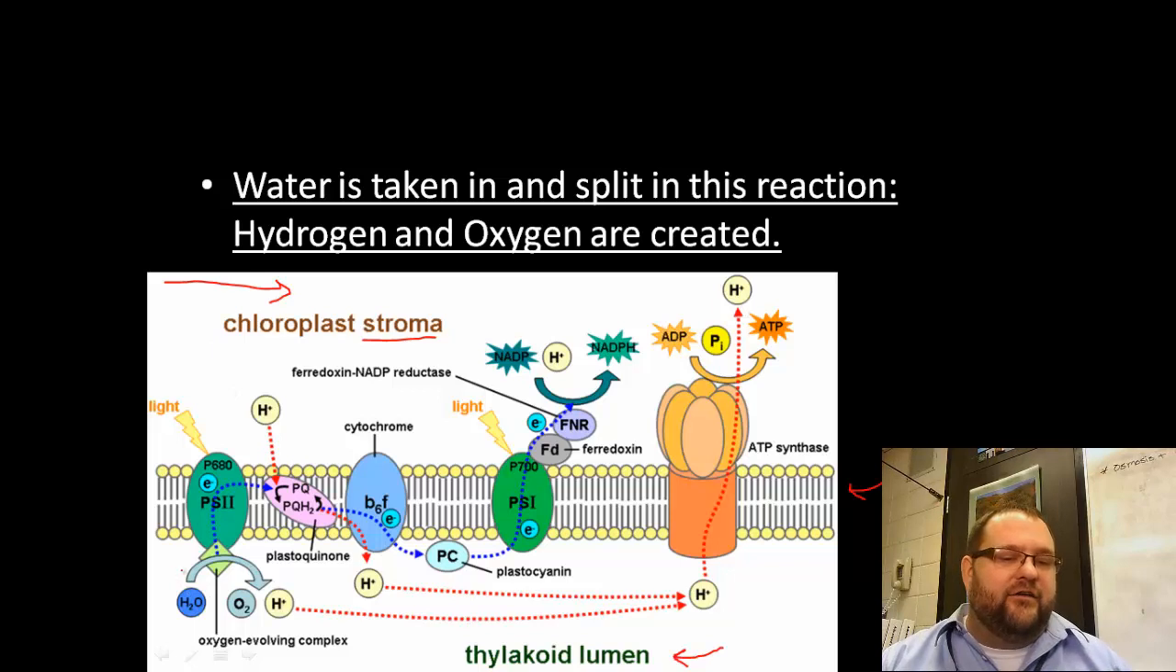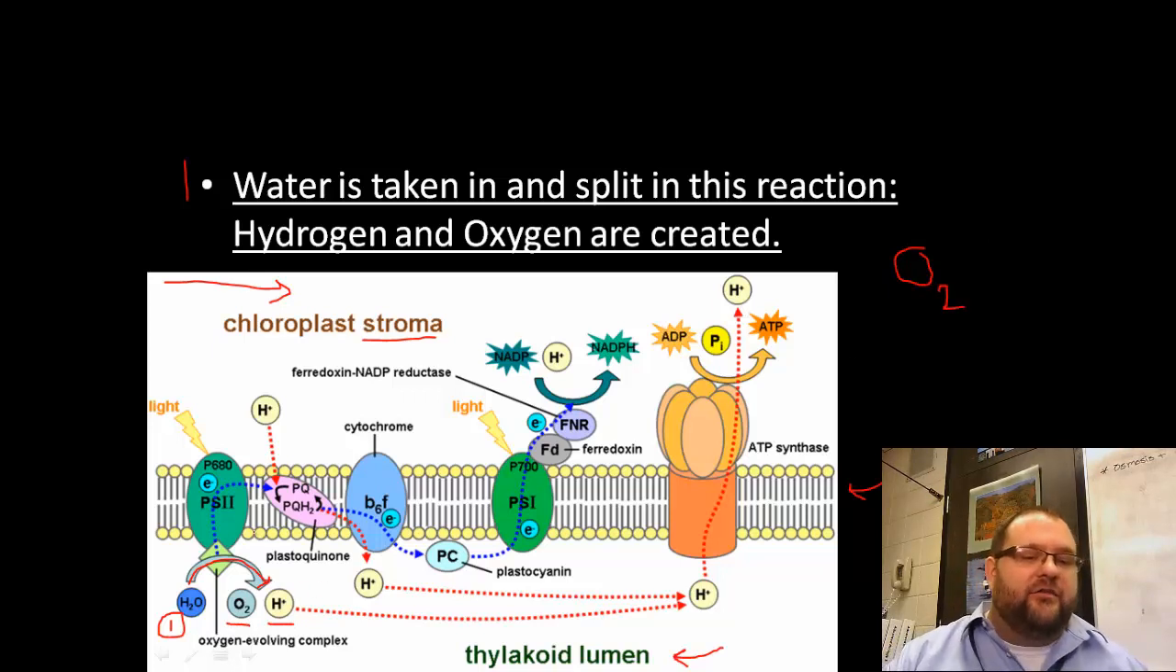Now, if we take a look down here, here's the first part I want to talk about. The first thing that happens down here in your chart is number 1. So the first thing is water is taken in and split. So we take water and we're going to split it in this reaction into oxygen gas and hydrogen. Now we know that oxygen gas, O2, is a waste product. So that's where that goes. This oxygen that's created right down here from this splitting of water is waste. We don't need it. But this hydrogen is going to become extremely important.